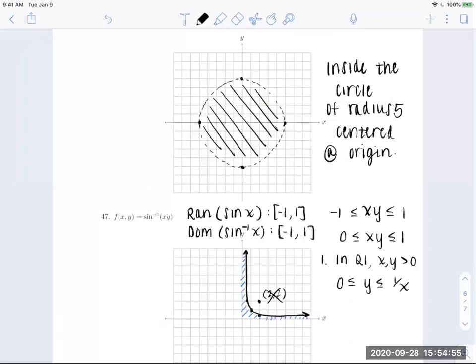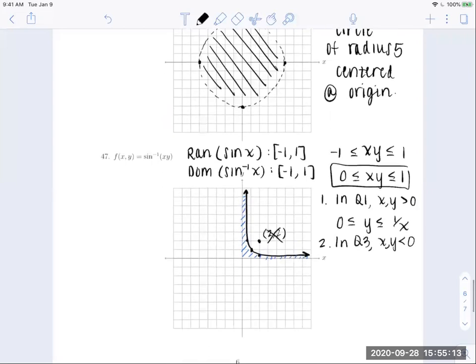All right. So now our other option when we're looking at this inequality is that both x and y are negative such that their product is positive. So that would be in quadrant 3, both x and y are negative. So why do I care about this? That's because when I divide all three pieces of my inequality by x, I now need to switch the inequality because I'm dividing by a negative. So this becomes 0 is greater than or equal to y is greater than or equal to 1/x.